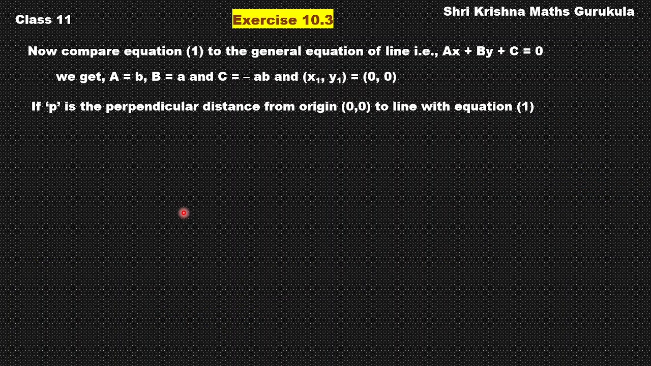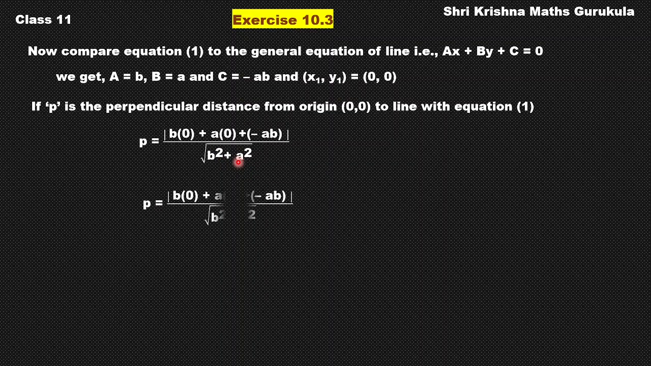Now we shall apply it to the standard form. That is, if p is the perpendicular distance from origin to the line 1, then p is equal to modulus of b into 0, that is coefficient of x into x1, which is 0, plus coefficient of y into 0 plus minus ab, all divided by root of a square plus b square, which is coefficient of x square plus coefficient of y square, right? Yes. Now perpendicular distance p is equal to modulus of minus ab whole divided by root of b square plus a square.